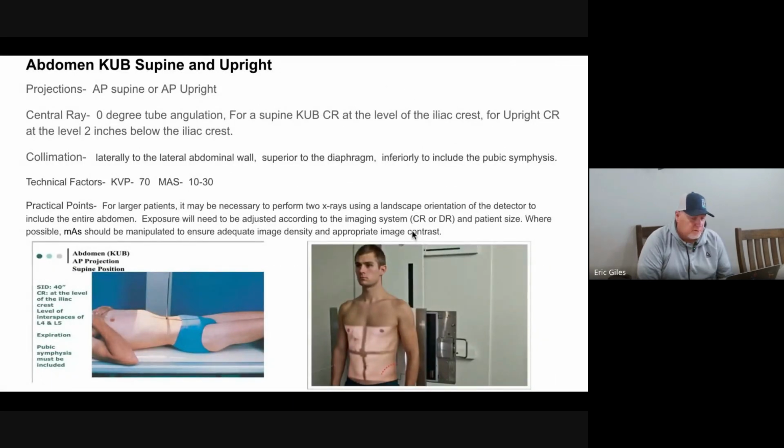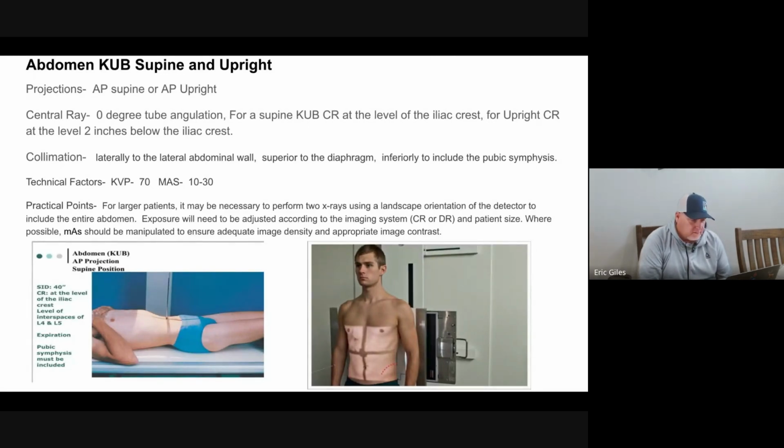All right, abdomen. We do a lot of abdomens too. So there's 2 different abdomens that we can do. An AP supine, which is a KUB, and KUB stands for kidney, ureter, bladder, okay, and an upright. Upright, I think, are more useful. You can see more air fluid levels within the bowels. They just, to me, have more information, and I try to do those more often than not.